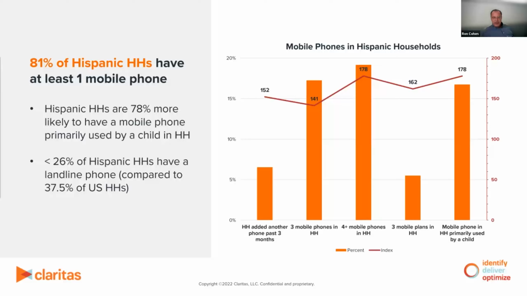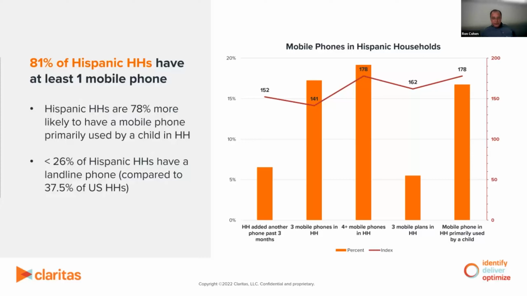You're going to see a lot of charts like this. The bars represent percent of respondents, and the red line with these points represents an index, which compares the percent being represented in the bar, in this case for Hispanics, to the percent for everybody, right? Total, not non-Hispanic, but everybody. So 81% of Hispanics have at least one mobile phone in the household. Why is this significant? Well, throughout the course of this presentation, you're going to see that mobile phones are the key to reaching Hispanics and the key to servicing them and keeping them happy.